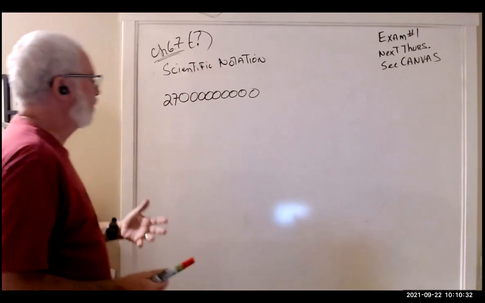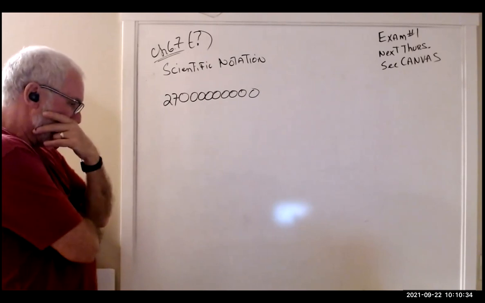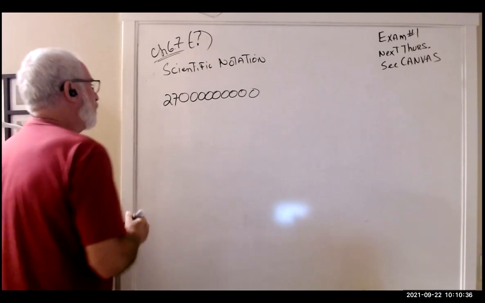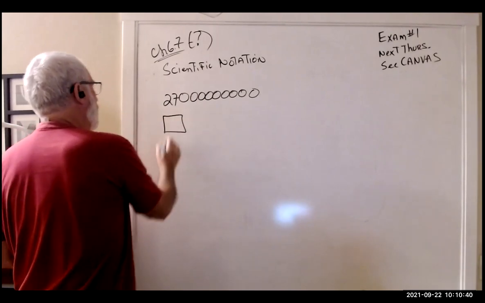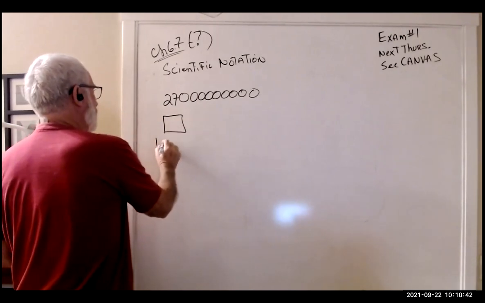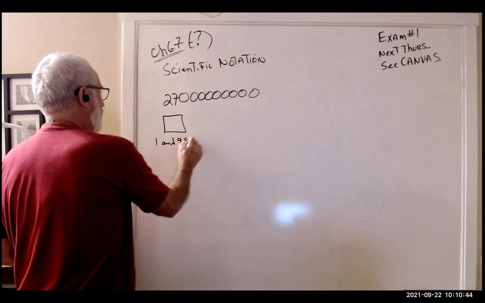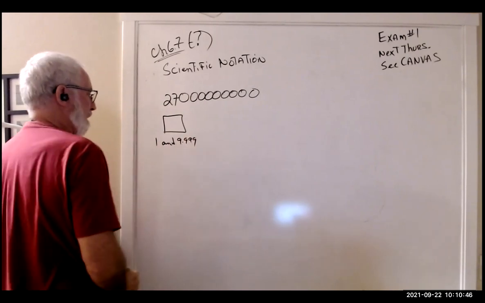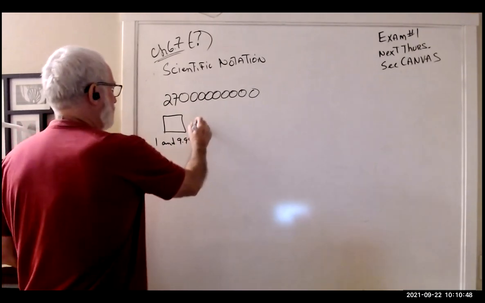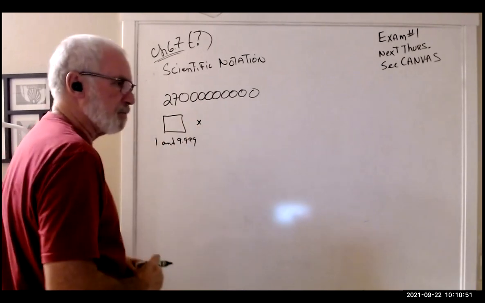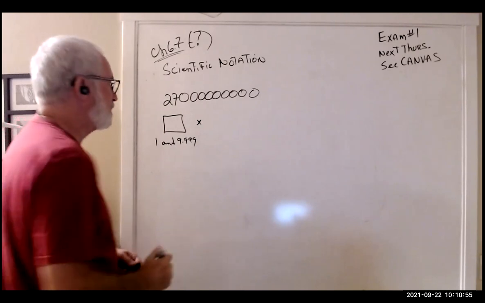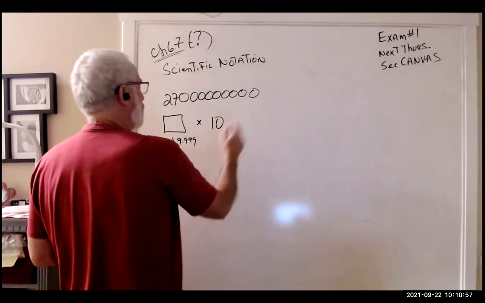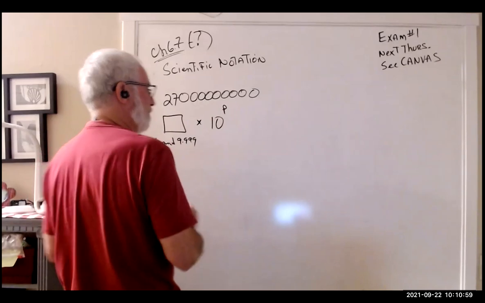Scientists came up with the idea of, what if we convert this to a number somewhere between 1 and 9.999, times, and we put a little x there for times, 10 raised to some power.